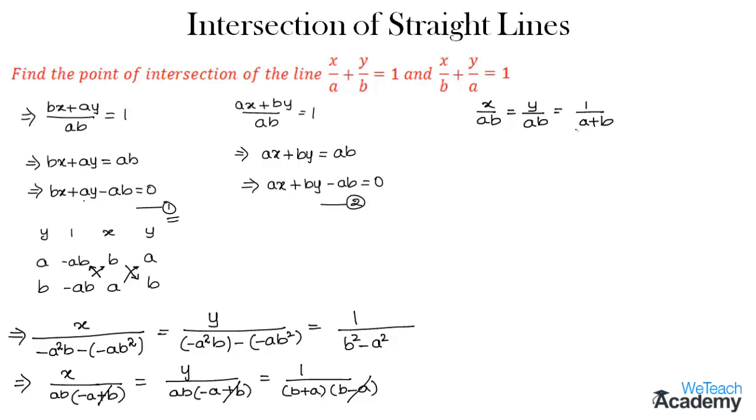Therefore the point of intersection of these both lines, that is the coordinates x comma y, will be equal to ab by a plus b comma ab by a plus b.